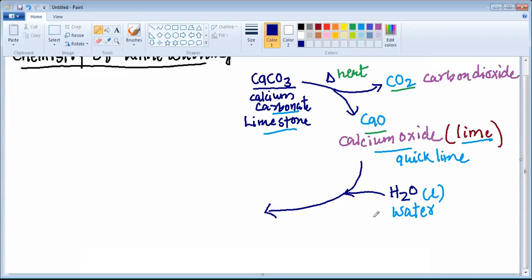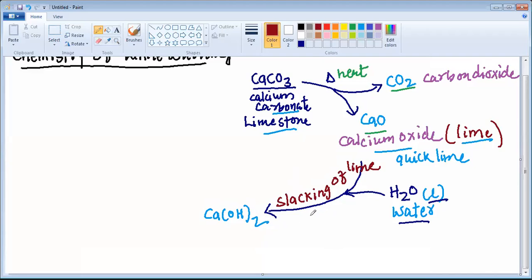So when we add this water, which is in liquid form, to our calcium oxide, which is known as lime or quicklime, the product that we get is calcium hydroxide, Ca(OH)2. This particular process is known as the slaking of lime.